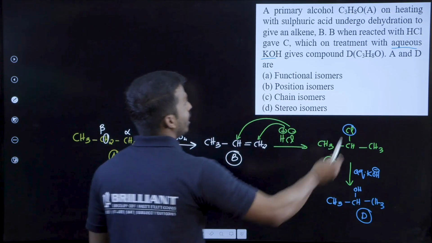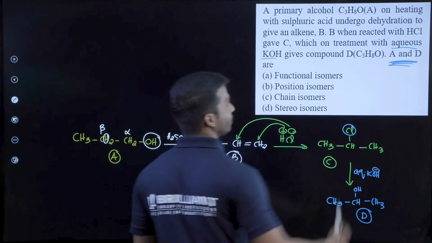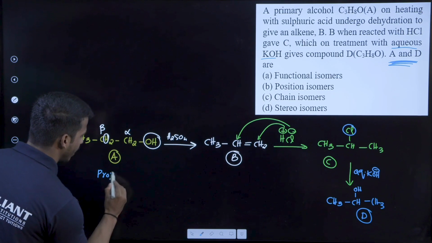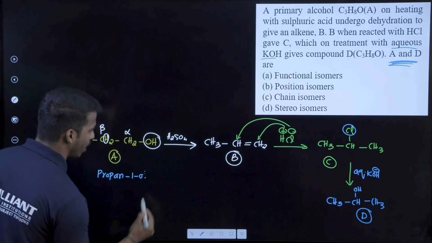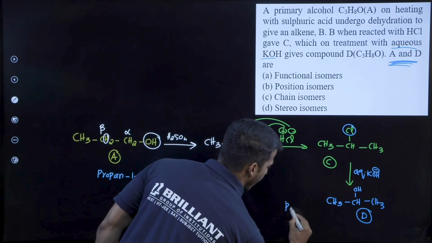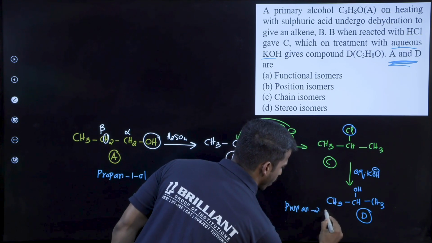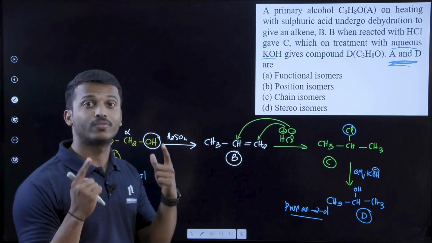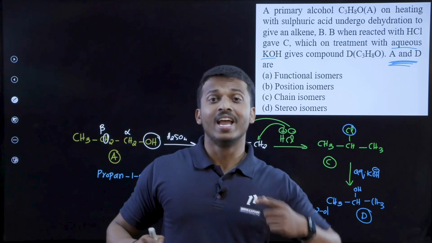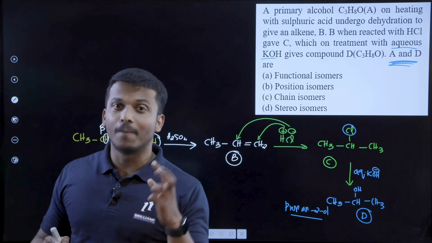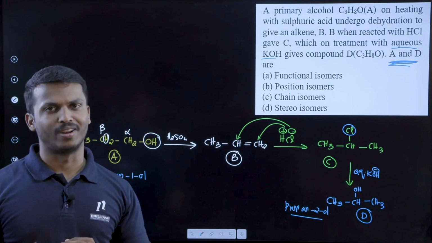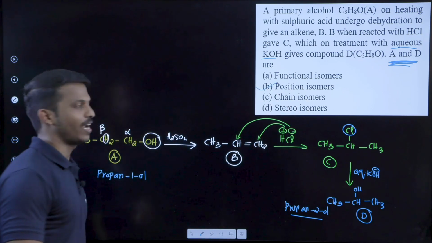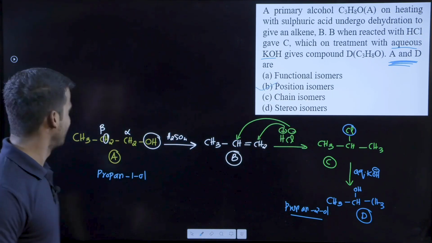Question: what is the relation between A and D? What is A? Compound A is propan-1-ol. What is compound D? Propan-2-ol. Propan-1-ol and propan-2-ol. What is the difference? The position of the functional group OH is different. They have the same molecular formula, but the positions of their functional groups are different. Which isomerism? Position isomerism, right? Option B is the correct answer.